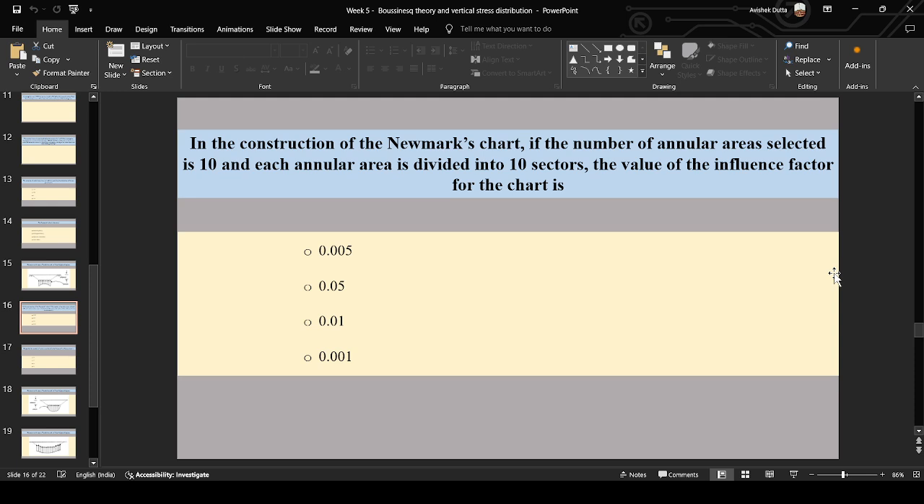In the construction of the Newmark's chart, if the number of annular areas selected is 10 and each annular area is divided into 10 sectors, the value of the influence factor for the chart is, I repeat, in the construction of the Newmark's chart, if the number of annular areas selected is 10 and each annular area is divided into 10 sectors, the value of the influence factor for the chart is, your options are 0.005, 0.05, 0.01, 0.001.